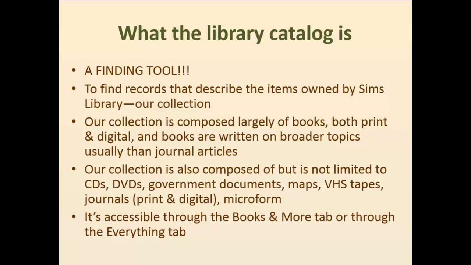So what is the library catalog? A finding tool to find records that describe the items owned by Sims Library, our collection. And our collection is composed largely of books, both print and digital, and books are written on broader topics, usually more so than journal articles, and you'll see that to be the case when you do your searching in LS 102 this term. Our collection is also composed of, but is not limited to, CDs, DVDs, government documents, maps, VHS tapes, journals, microfilm, microfiche, microform, and so forth.